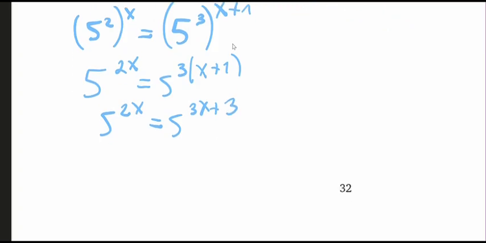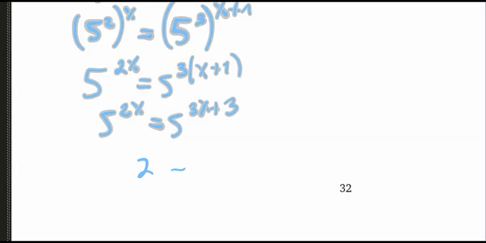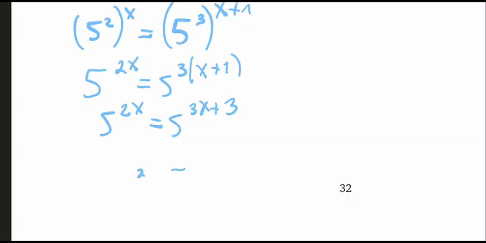And so in this case, now we can equate the powers because the 5 on both sides is one and the same. So what you see happening here is actually 2x is equal to 3x plus 3.